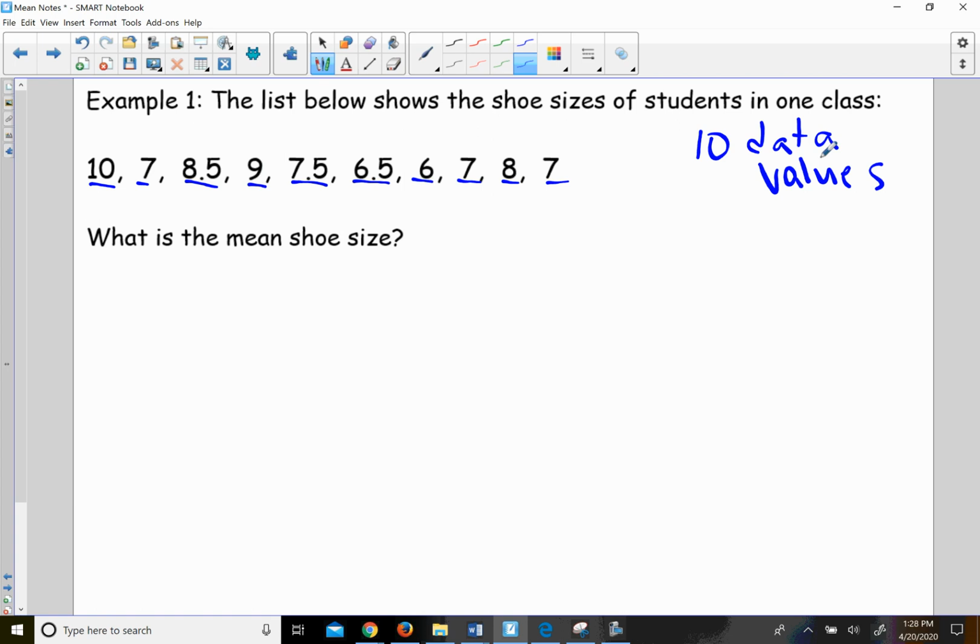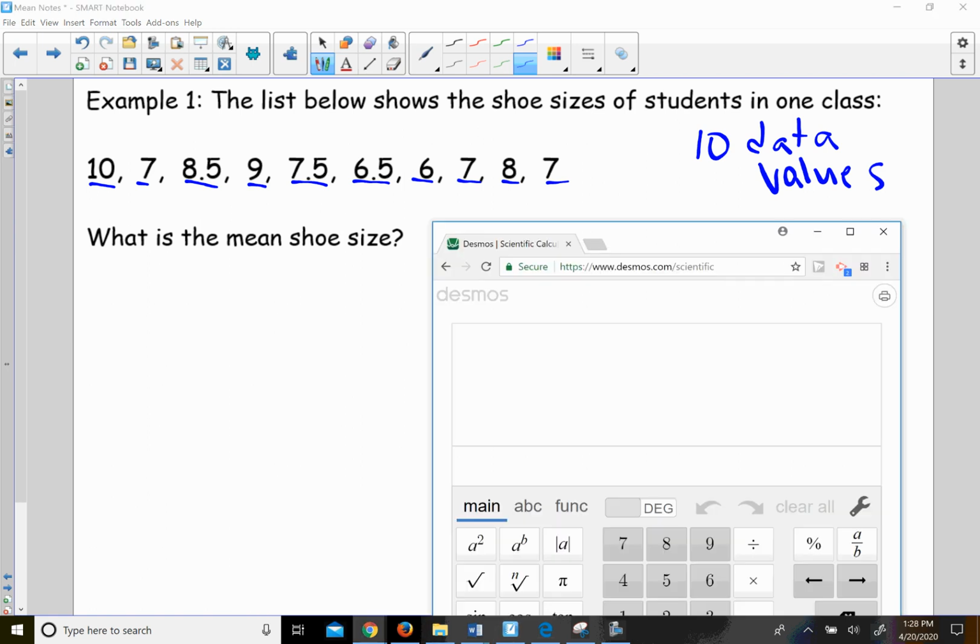Okay, so there's 10 numbers here. To find the mean, I'm going to add them all up. So here's where I'm going to take out my decimals calculator, and I'm going to add all these numbers together.